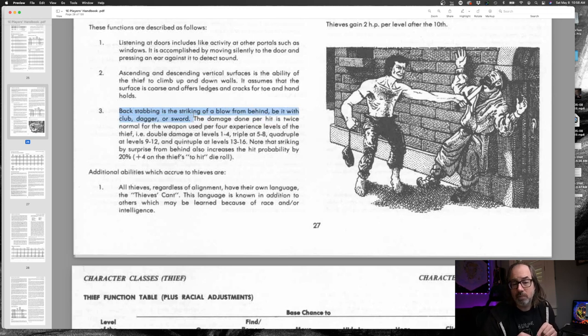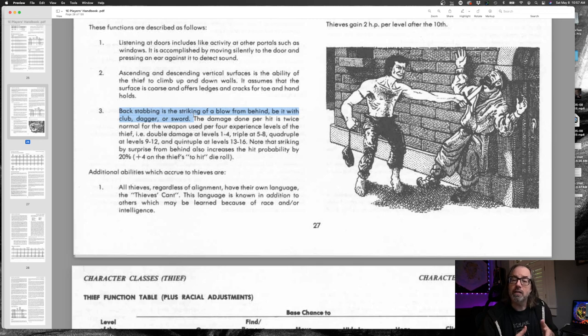Okay, so here, if you read it very literally, he's specifically saying he's striking a blow from behind with those three weapons, or you could just look at it as "be it with," meaning it could be anything, but he's given some examples. You could read that either way. I think a lot of people read it as you could only do it with that, including myself. When we played as kids, that's how we played it. Club, dagger, or sword. If you used a different weapon, you could not backstab. So that club, dagger, or sword, striking a blow from behind.